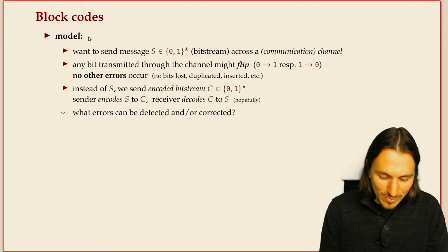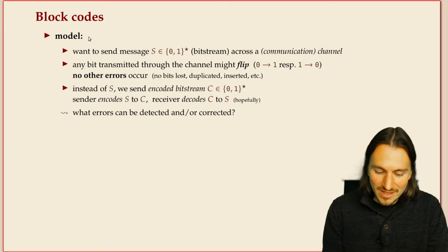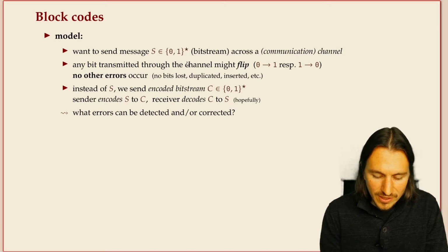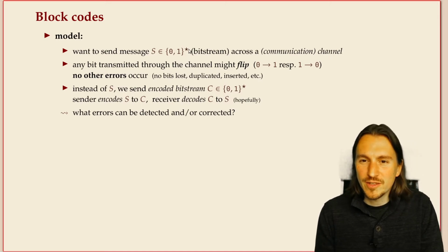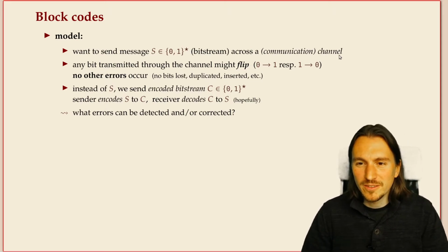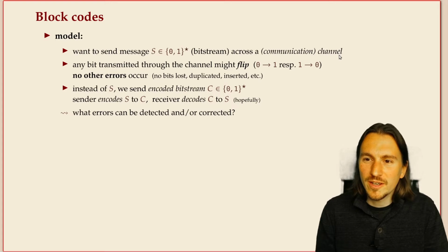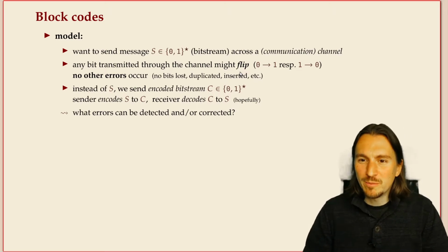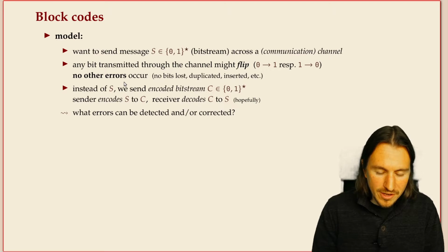So here the model is the following. We have a stream of bits. The star means it could be any length. It's a string of unknown length. And we communicate across a channel. This is like what I sketched in the last subsection when I asked the Slido question. So any individual bit might flip from 0 to 1 or 1 to 0, and no other errors occur.